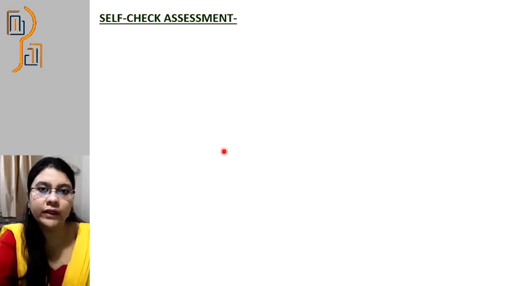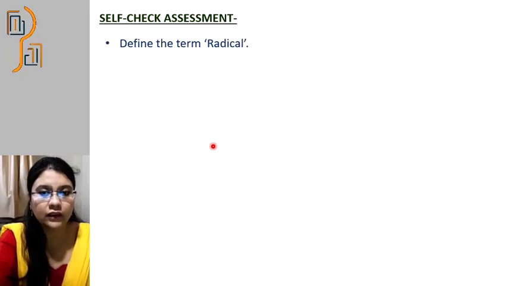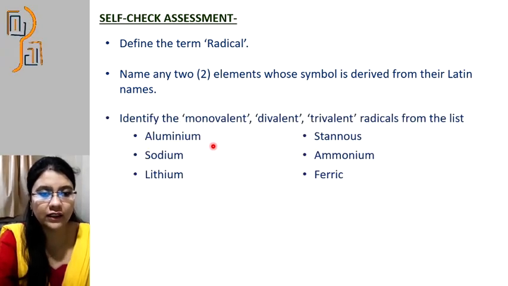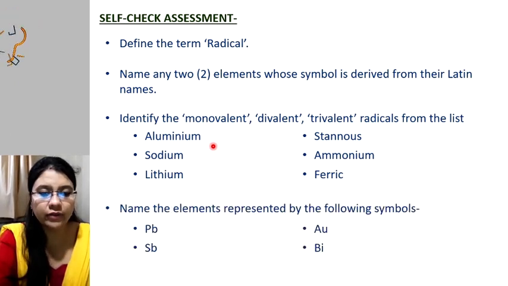Hoping that today's fundamentals are embedded, you are encouraged to take the self-check assessment. This segment is specially designed to test your understanding of today's lesson. Define the term radical. Name any two elements whose symbol is derived from their Latin names. Identify the monovalent, divalent and trivalent radicals from the list. Here you have to just identify the monovalent, divalent and trivalent radicals. Name the elements represented by the following symbols.